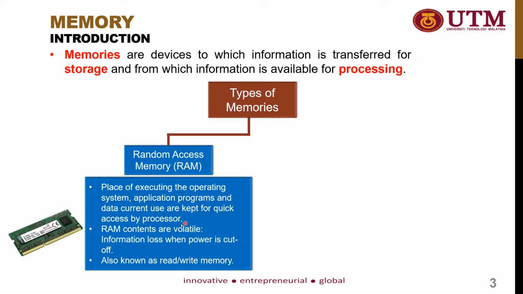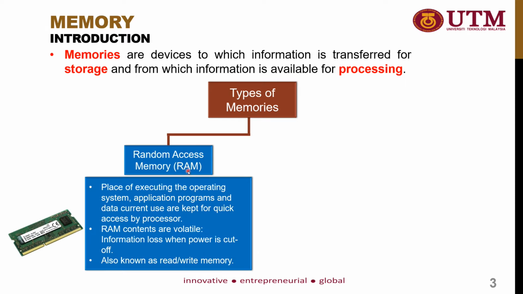So what is defined as volatile? Volatile means that the information will be lost when the power is cut off. For example, if you shut down your computer, all of the information stored inside your RAM will be deleted. Next, RAM is also known as read or write memory, so you can read and also write inside the RAM.